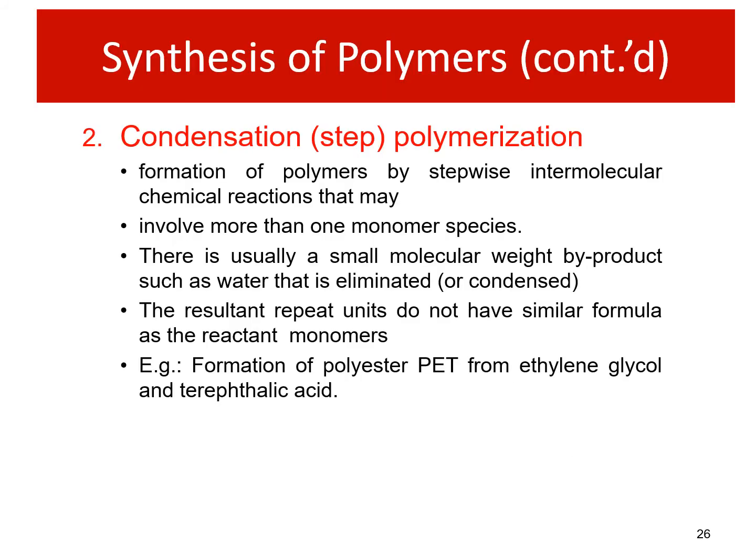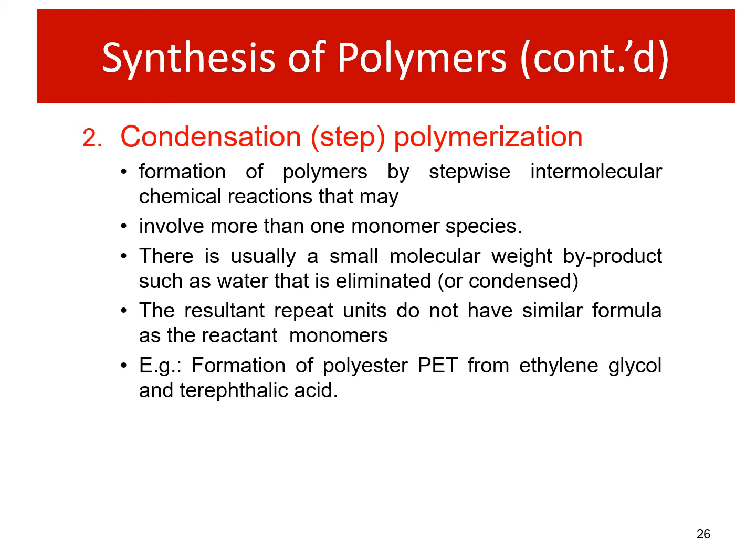Second type of synthesis of polymers is called the condensation or step polymerization. This is the formation of polymers by stepwise intermolecular chemical reactions that may involve more than one monomer species, and there is usually a small molecular weight byproduct such as water that is eliminated or condensed. Therefore, we have the word condensation here. The resultant repeat units do not have similar formula as the reactant monomers.